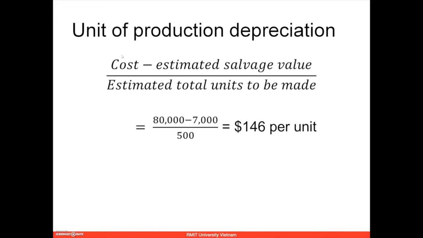Next we're going to talk about the last method, the unit of production depreciation. By using this method, we will need to calculate the depreciation that is incurred when the machine produces 1 unit of product. To calculate it, we will need to use the cost of that machine at the beginning minus the estimated salvage value of it, and then divide by the estimated total units that the machine can produce during its useful life. And by this calculation, we have the depreciation for 1 unit of $146.